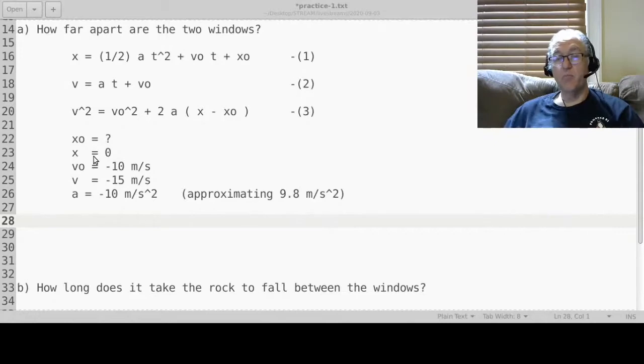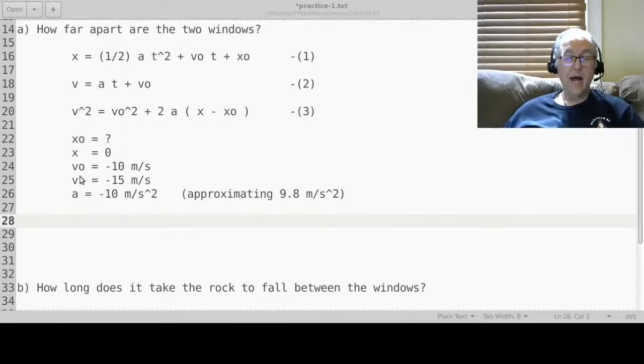I don't know which you feel is more natural. To me they both seem the same. But if you find it more natural to choose the initial position as x naught is 0, then you could solve for x. But I'll tell you, you would get a negative value for x, which makes sense because window number 2 is below window number 1.